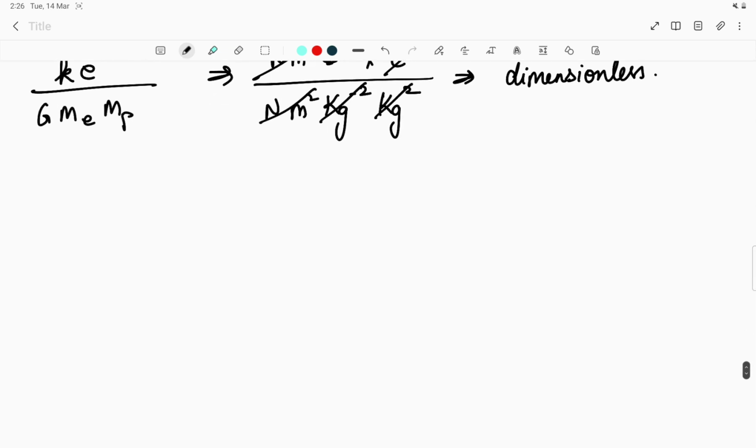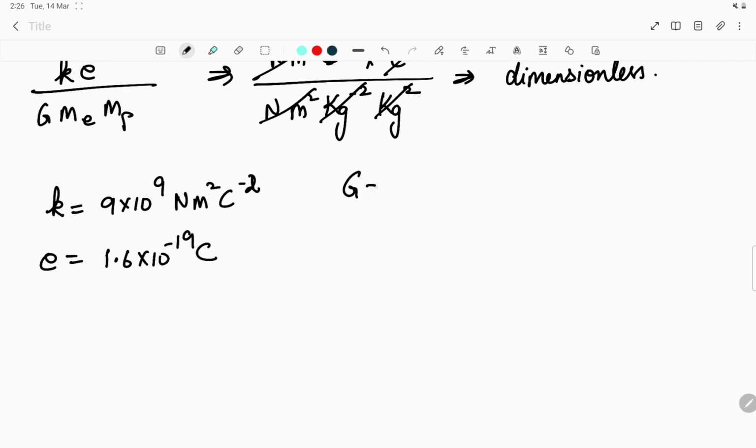So what is the value? How to calculate? We know these are just constants that we use in our day-to-day calculations, so I hope everybody knows their values. Let me write them down. K is 9 into 10 to the power of 9 Newton meter square Coulomb power minus 2. E is equal to 1.6 into 10 to the power of minus 19 Coulomb. G is equal to 6.67 into 10 to the power of minus 11 Newton meter square kilogram power minus 2.